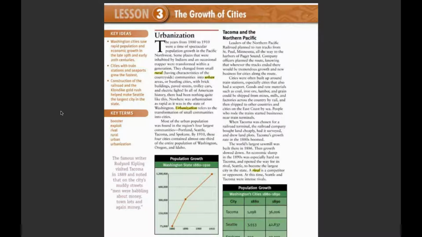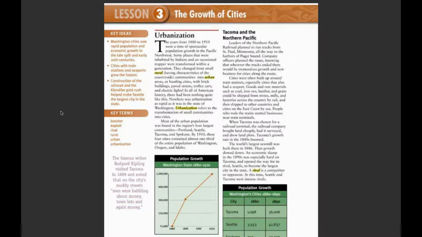Rural means having the characteristics of the countryside. So if you go out in the country and there's not a lot of houses and there's farms, that's rural. Urban means having the characteristics of a city. Downtowns, lots of houses close together, lots of stores, lots of businesses, lots of traffic, lots of streets. That's a city. That's urban.